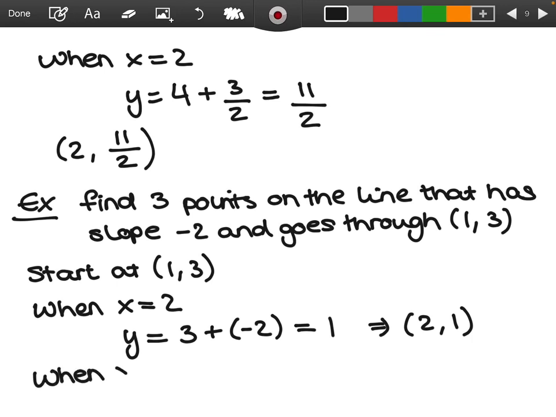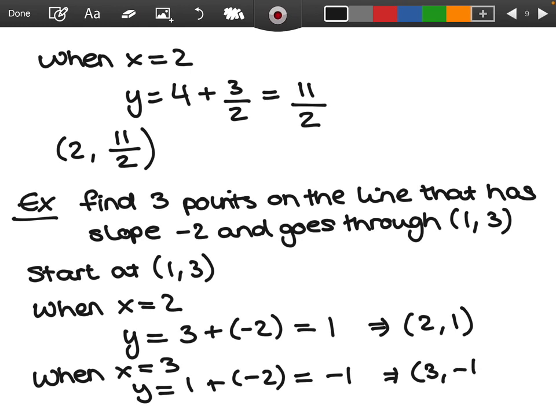Carrying on, when x is equal to 3, y is going to equal whatever my last y coordinate was, which is 1, plus my value for m. Again, m is negative in this case, so I'm actually moving downwards. If you were to sketch this graph, you would see that actually occurring. So my next point is (3, -1).